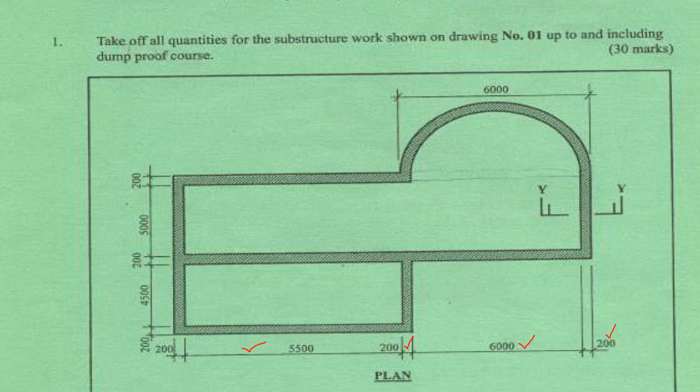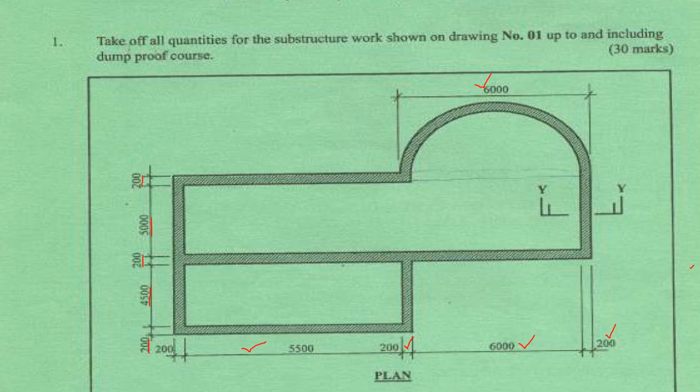Whenever I am pointing out anything on the diagrams, I use the red pen, so you can follow through using the red pen. On the length, we are also shown here that the 6000 is the diameter of the curve. Okay, let's go to the width. The thickness of the wall is 200. Then you can see 5000 between the walls, 200 for the walls, 4500 between the walls, and 200 the thickness of the wall.